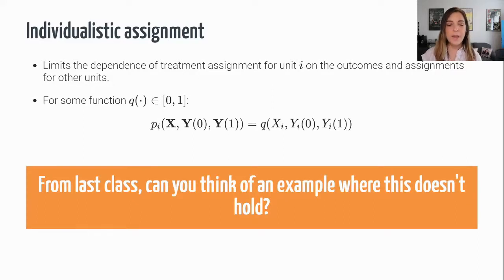From last class, one of the questions that I wanted to pose, and hopefully you can think about it, and if you don't know the answer, you can get back to me: think about an example where this doesn't hold. Particularly, we talked about a specific way of randomizing treatment in the A/B testing chapter, and one of the mechanisms we discussed would not necessarily comply with the individualistic assignment assumption. So look into that, and you can get back to me if you have not guessed which one it is.